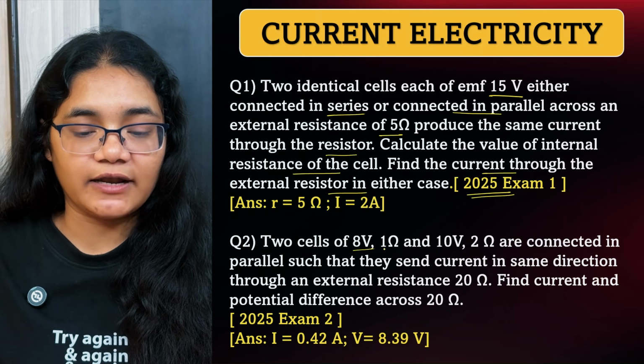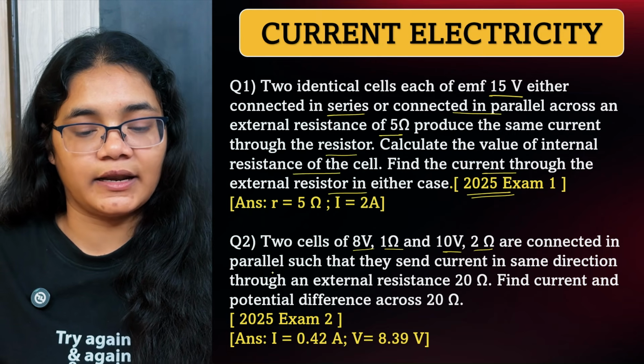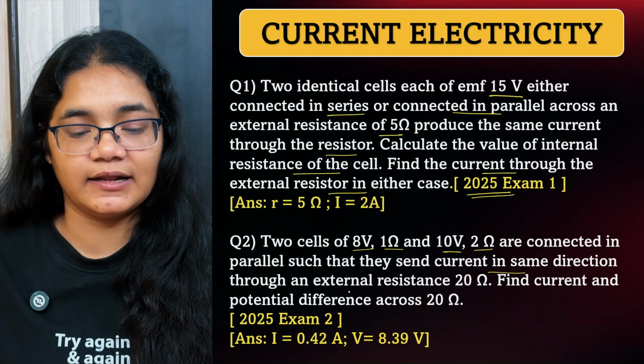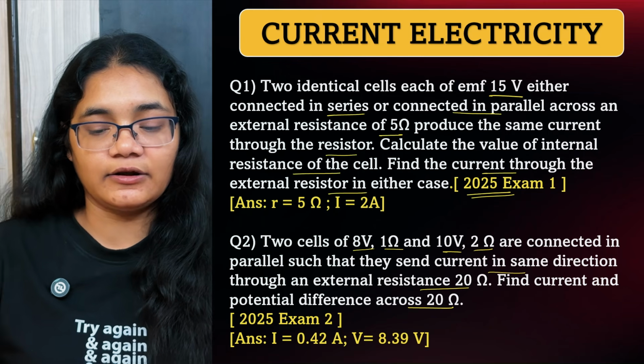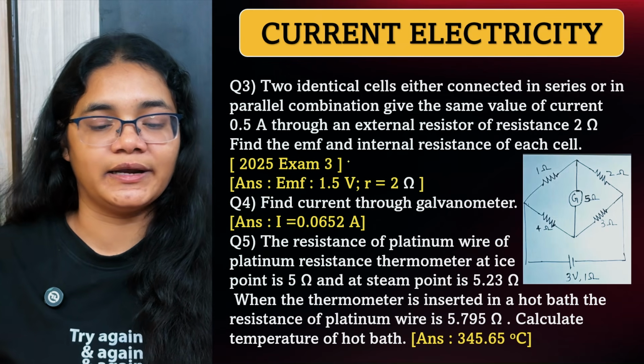Two cells of 8 volt 1 ohm and 10 volt 2 ohm are connected in parallel such that they send current in the same direction through an external resistance of 20 ohm. Find the current and the potential difference across 20 ohm.